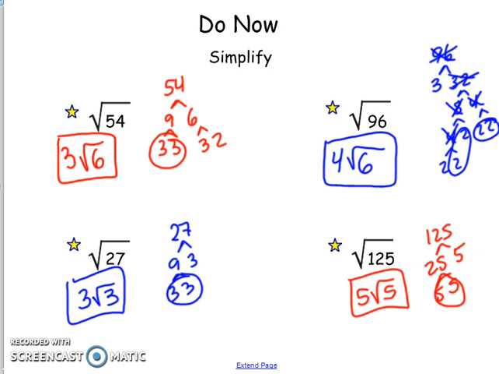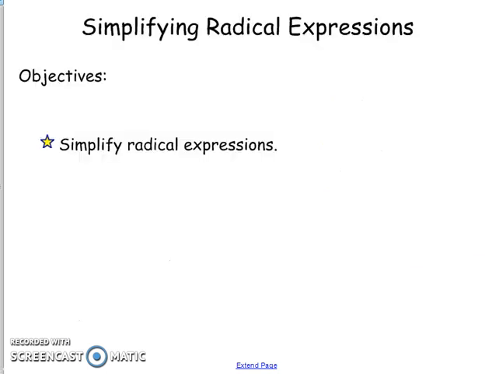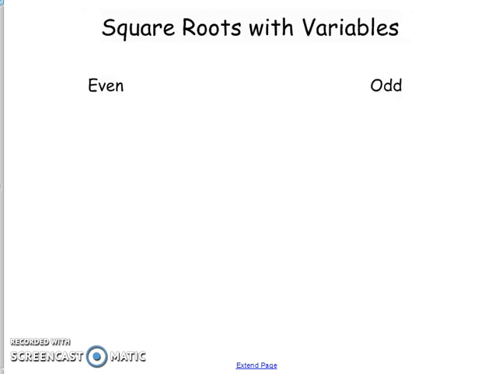So we kind of covered this in the quadratics chapter, and we're going to continue with it and delve a little bit deeper into it. So we're simplifying radical expressions today. And right now we're just recapping what we talked about before. So, square roots of variables. We basically did this exact thing earlier, so we're just going to go quickly through this one.